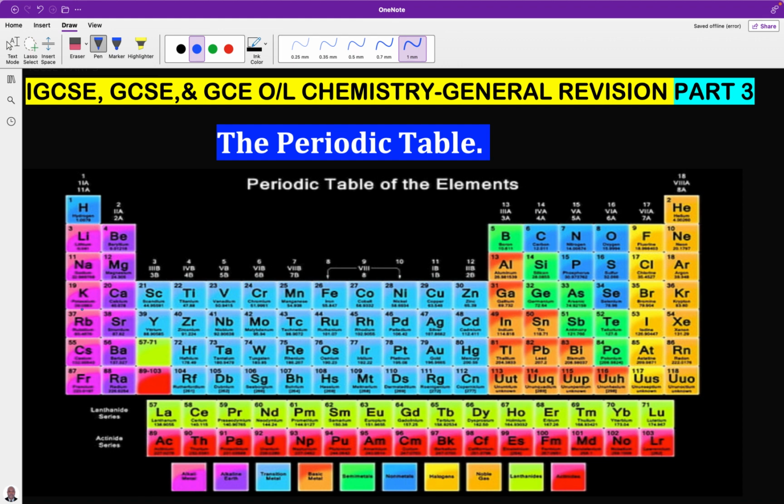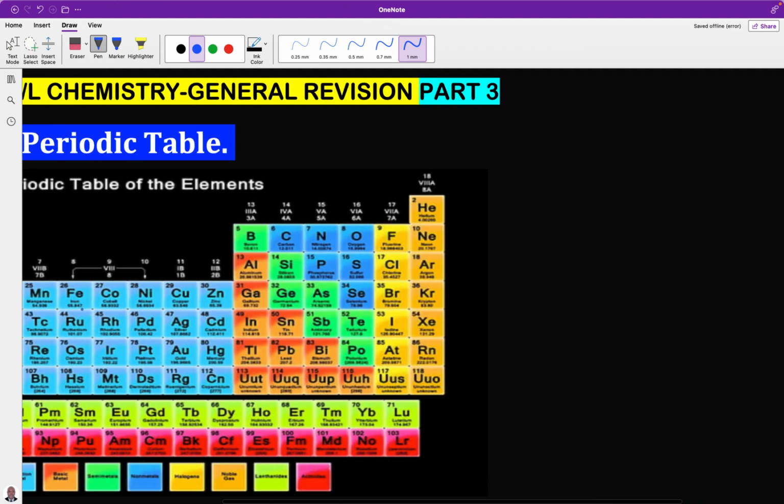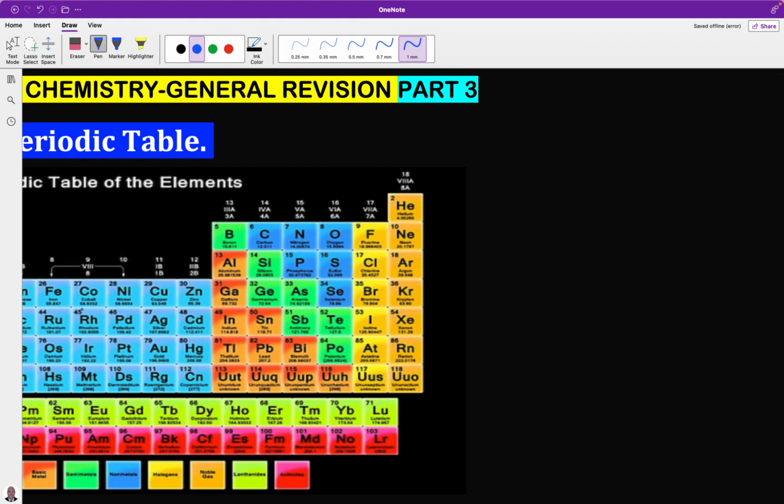For instance, if lithium reacts with water, it is lithium hydroxide and hydrogen. If sodium reacts with water, it is sodium hydroxide and hydrogen. If potassium reacts with water, it is potassium hydroxide and hydrogen.